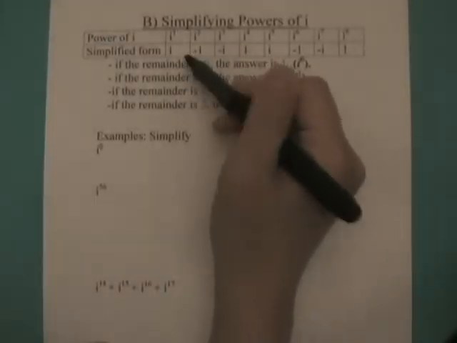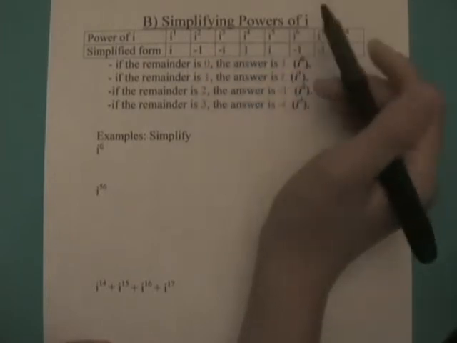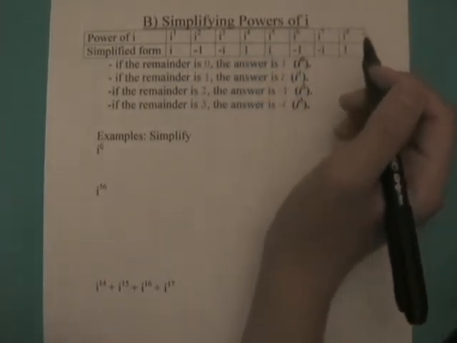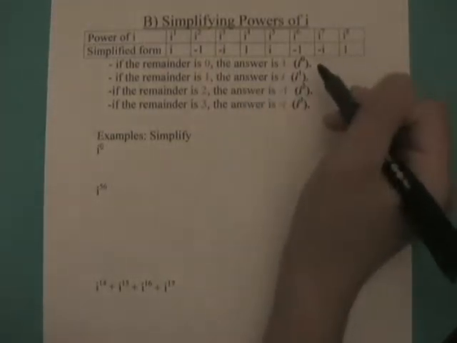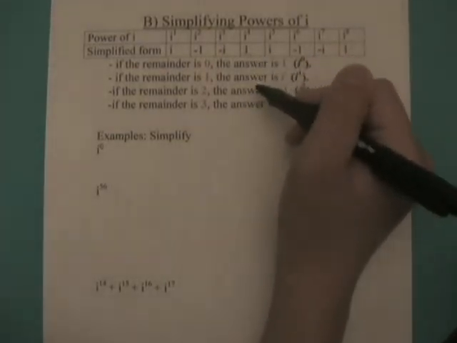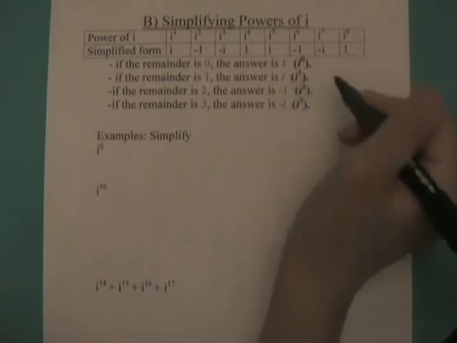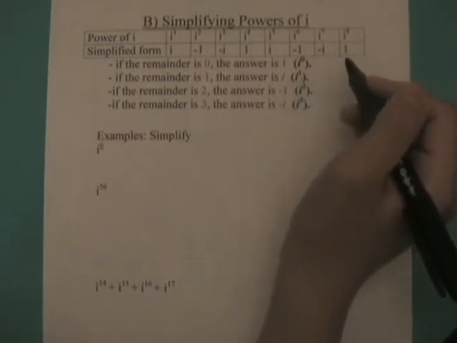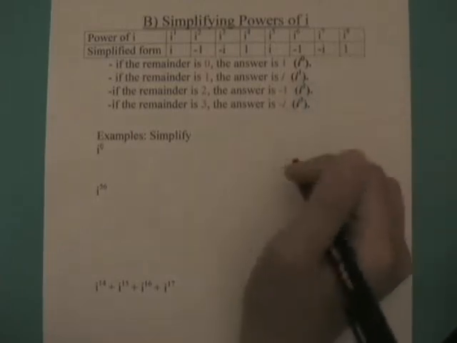Next, we'll do simplifying powers of i. So i to the first is just i, i to the second equals -1, i to the third equals -i, i to the fourth equals 1. But what if we get to higher exponents? Then we can divide it by 4, and if the remainder is 0, then the answer is just i to the 0 or i to the fourth, which is just 1. And if the remainder is 1, then the answer is i to the first, which is just i. If the remainder is 2, then the answer is i to the second, which is just -1. And if the remainder is 3, then the answer is i to the third, or -i.